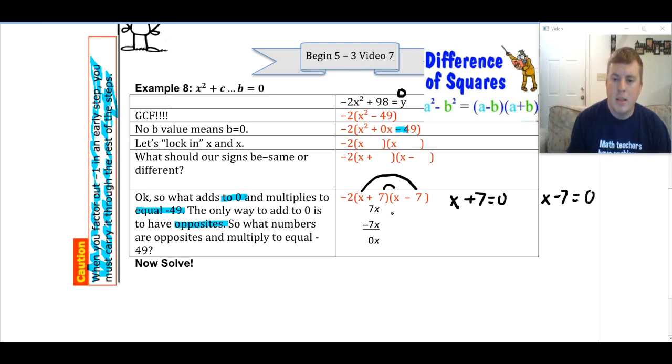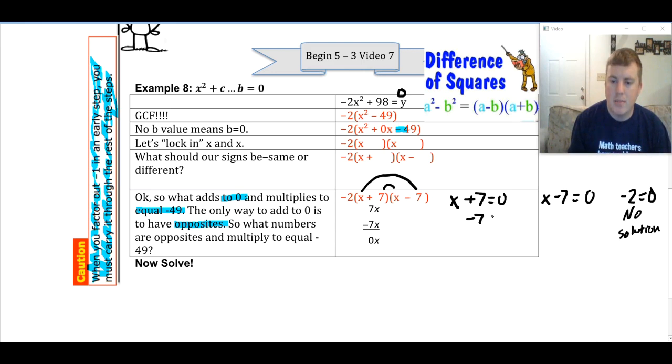Now, on the other side, we would also set negative 2 equal to 0, because we have that coefficient there. But negative 2 is never going to be equal to 0, so that means that one is no solution. So it's not going to be one of our answer sets.